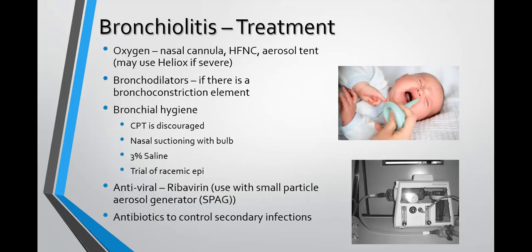But the main thing is an antiviral medicine called ribavirin. And we use it in this SPAG generator right here. This is a SPAG generator, small particle airway generator. And we use the ribavirin medicine in a SPAG and put that through the tent, and the baby takes that treatment. Antibiotics, if they have secondary infections, because antibiotics don't treat viruses. Don't forget that. But if they have the virus and a secondary infection, then we may want to give a little bit of antibiotic.